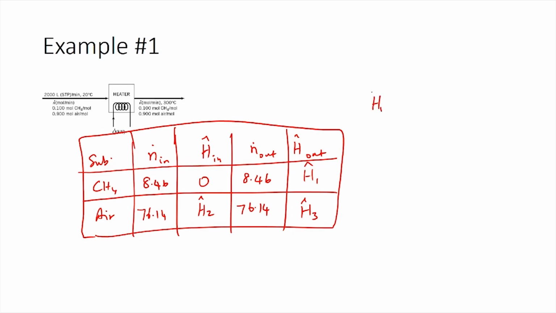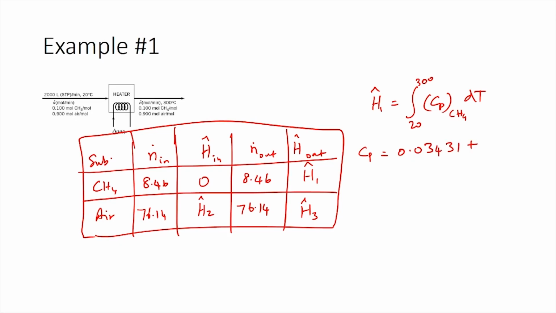H1 cap is the change in enthalpy for a process where the methane goes from the reference state to the final outlet condition, which is from 20 degrees Celsius to 300 degrees Celsius. It would be the integral from 20 to 300 of Cp of methane gas dT. So, we need to look at what the Cp value for methane gas would be for this temperature range.